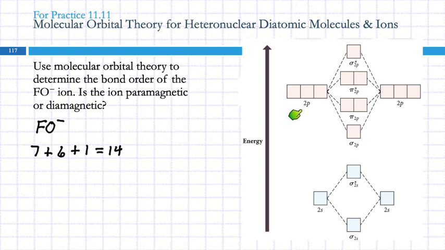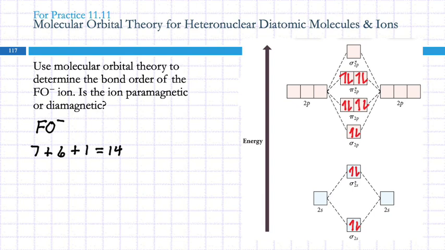We do not need to mess around with these atomic orbitals on the sides at all. We can go straight to the molecular orbitals in the middle. I'm going to put in 14 arrows. 1, 2, 3, 4, 5, 6, 7, 8, 9, 10, 11, 12, 13, 14.